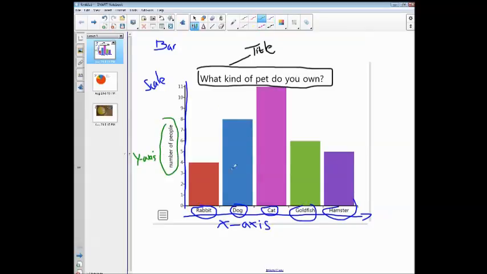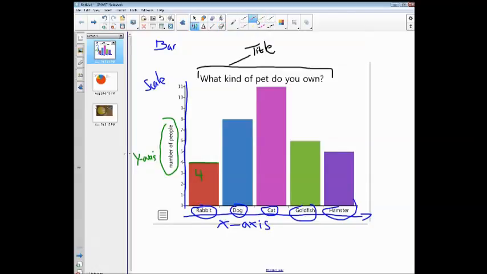So let's take a look at what this data means. How many people own a rabbit? The bar stops at 4. That means that 4 people own rabbits. The dog, actually, you know what? Pause the video, just write down the numbers you think correspond to the answers, then push play and check and see if you're right. Okay, you ready?